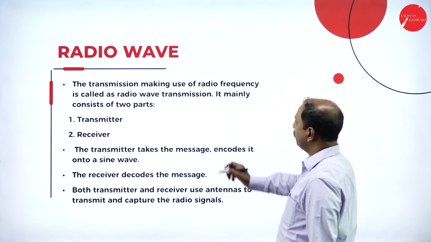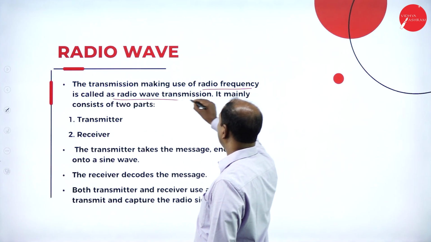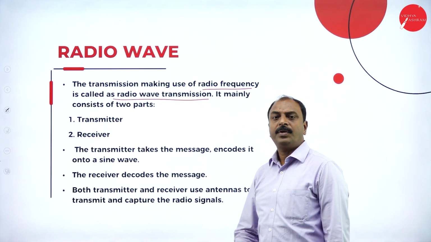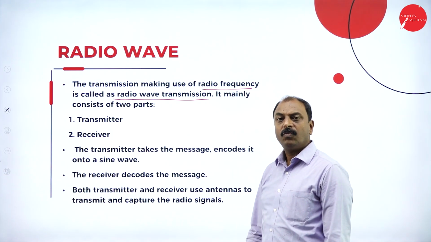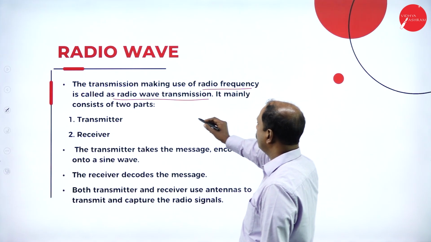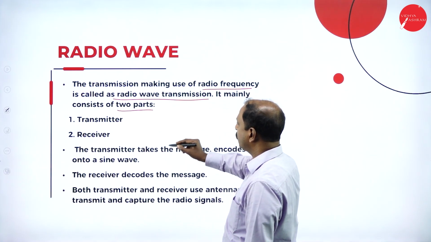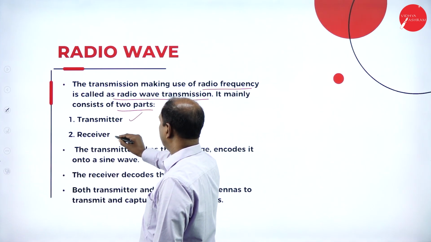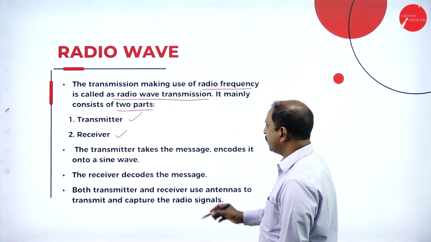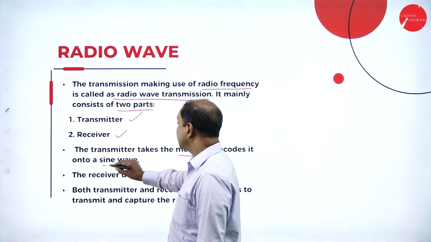The transmission making use of radio frequency is called radio wave transmission. Here we use radio waves with different frequencies for different types of communication. Radio wave transmission consists of two parts: one is the transmitter and one is the receiver. So, what are the functions of these two? The transmitter takes the message and encodes it onto a sine wave.